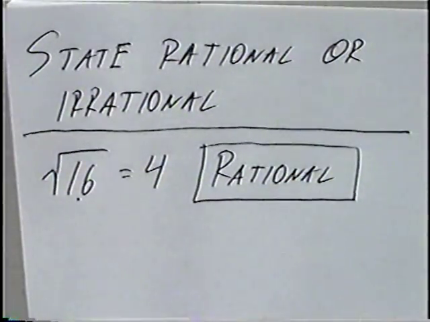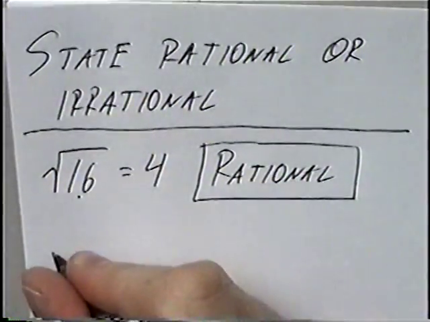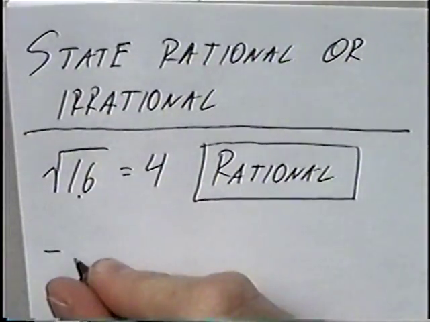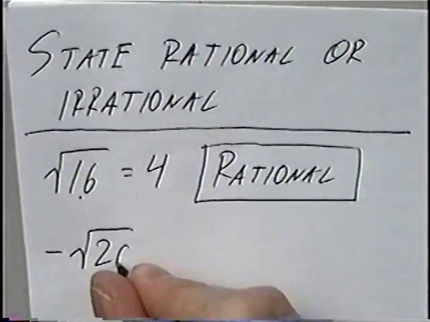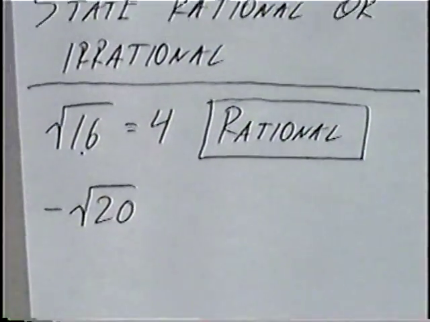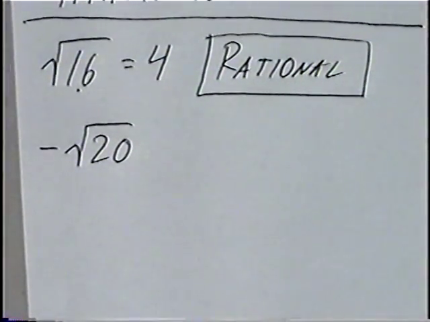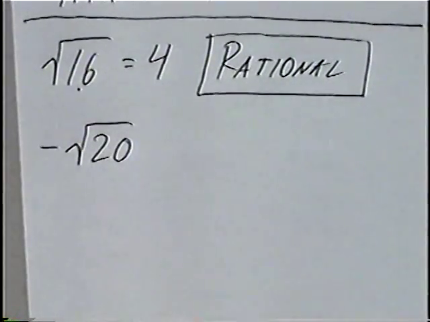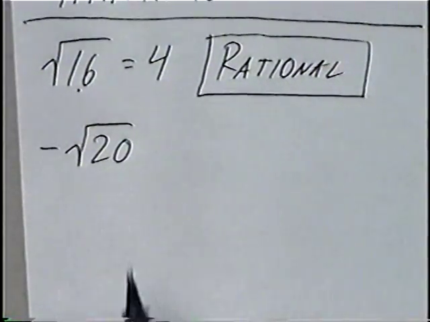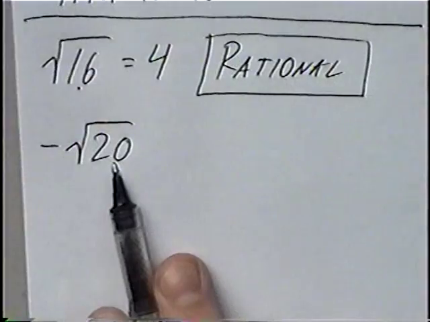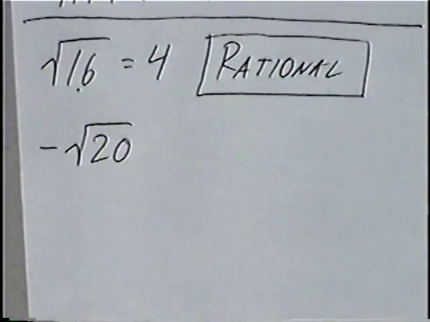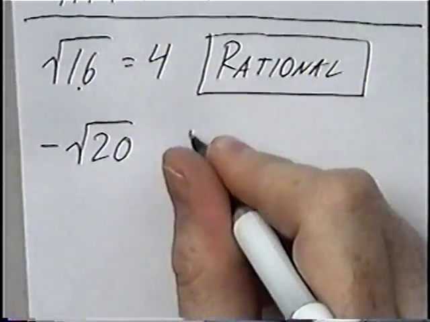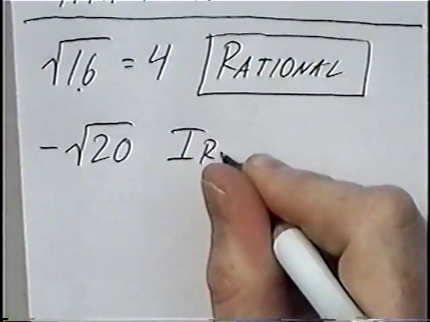Second question and second square root. We have a negative outside the square root and inside the number 20. Looking to simplify 20, there is no number times itself that's 20. So again, if there is no number times itself that's 20, that means 20 is not a perfect square. And if it's not a perfect square, that means it's irrational.